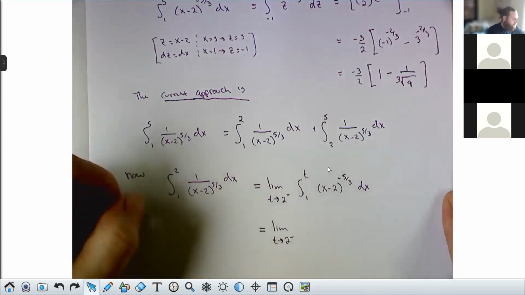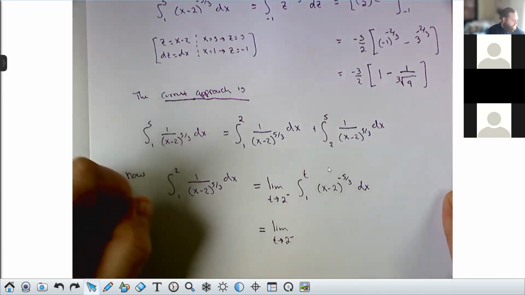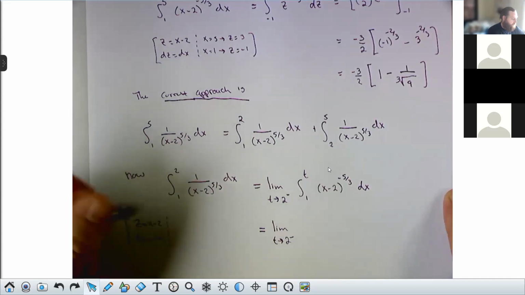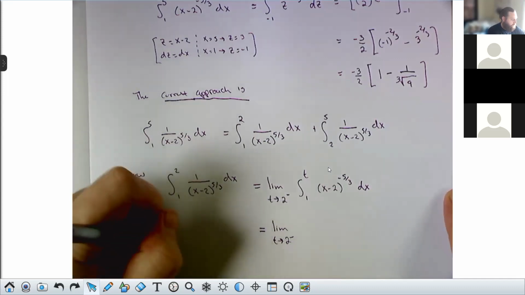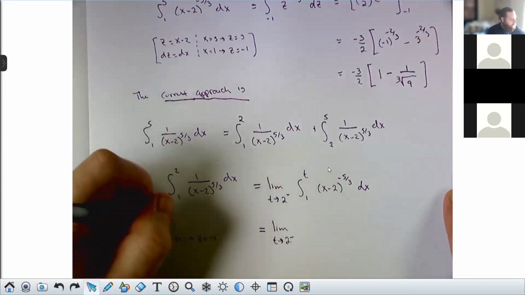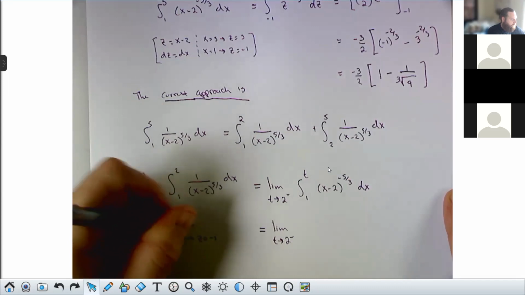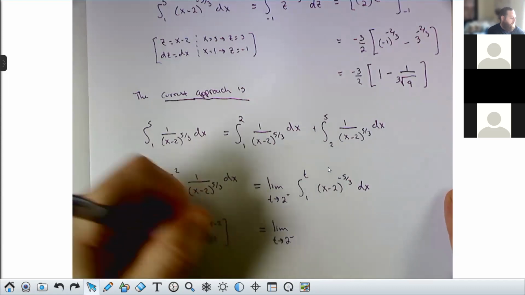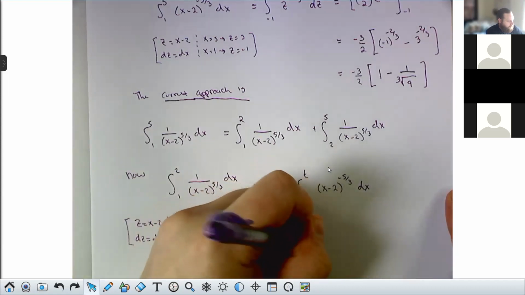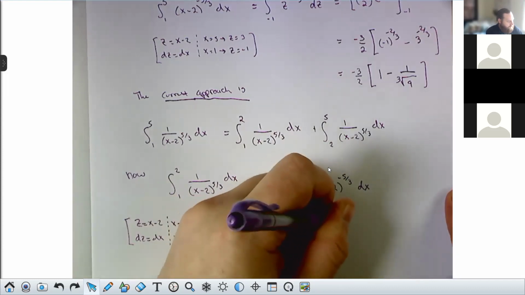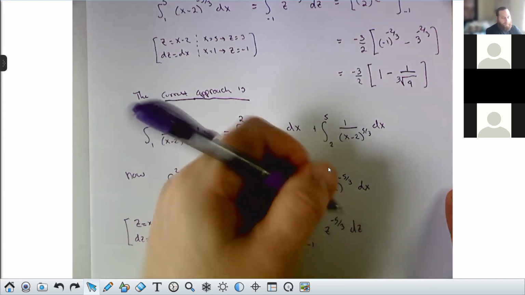I will make our substitution in here. So I'm going to let z be x minus 2. dz is dx, just as before. I need to change my bounds. My old lower bound is 1 here. So when x is equal to 1, z is going to be 1 minus 2, which is negative 1. When x is equal to t, z is going to be t minus 2. So this becomes the integral from negative 1 to t minus 2 of z to the negative 5/3 dz.